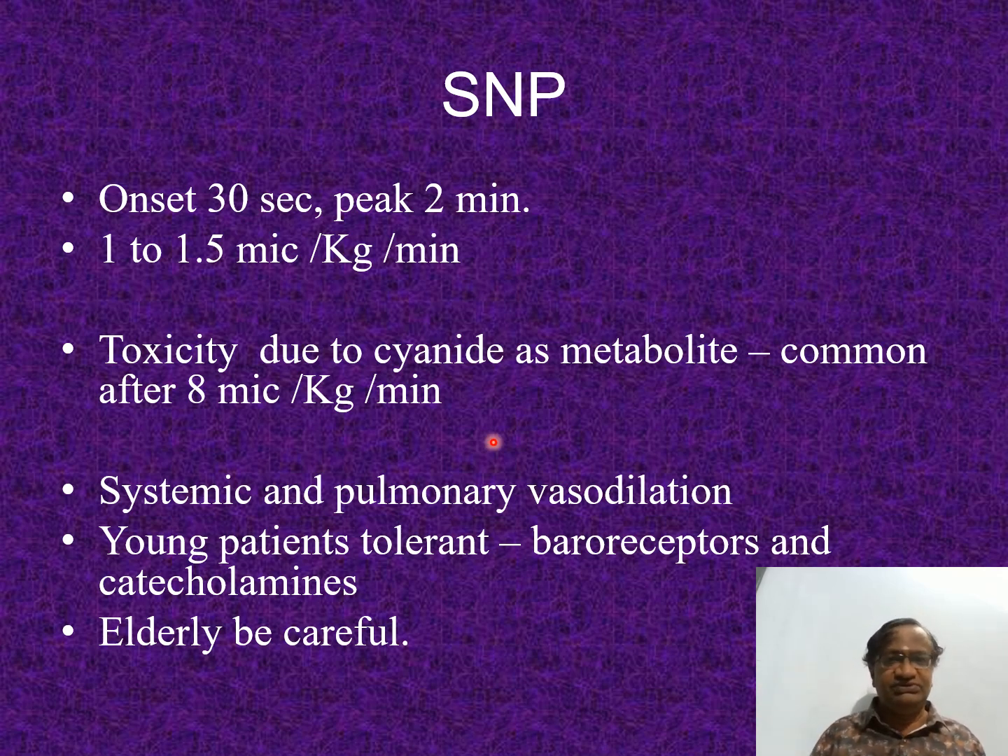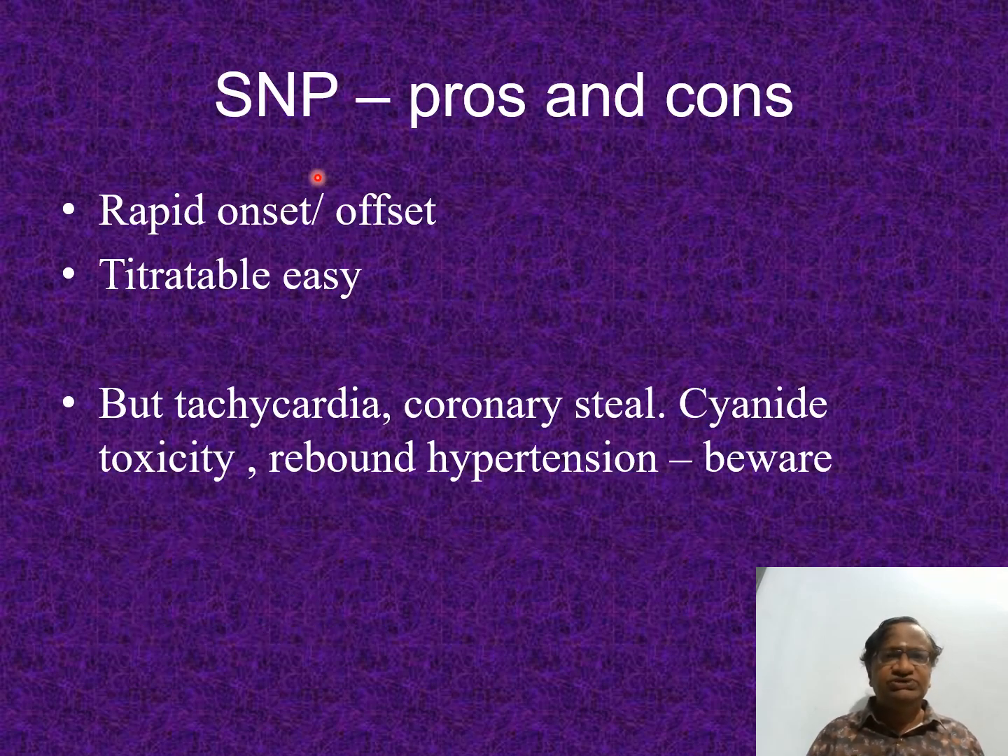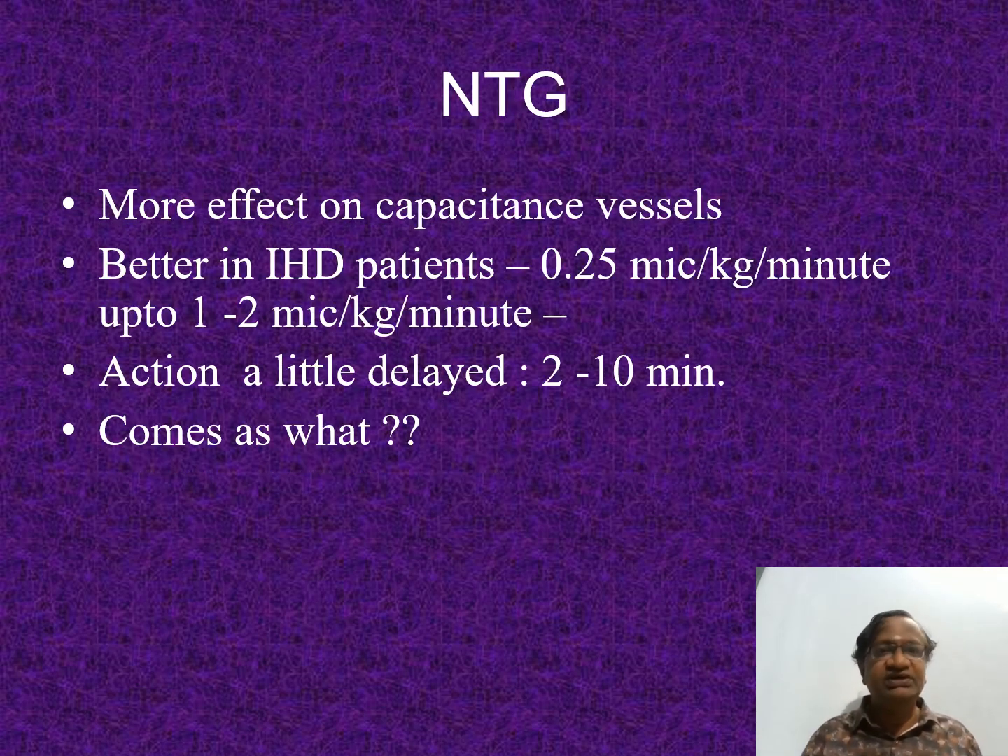Elderly, be careful. SNP: rapid onset, easily titratable, but cyanide toxicity and rebound hypertension are very important here. One point on rebound hypertension: for example, if you do FESS with SNP, and if you stop SNP, and when the patient goes to the ward there is soakage of your so-called packs. So that is what is important.